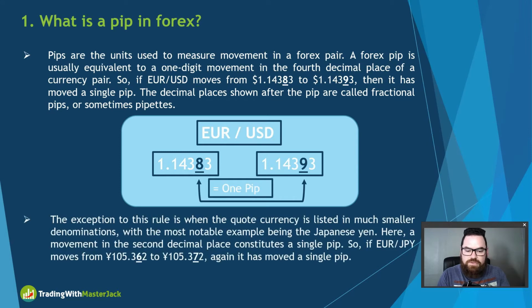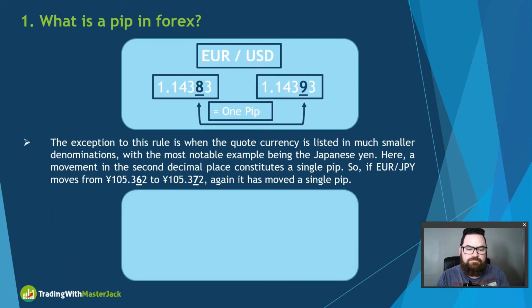The exception to this rule is when the quote currency is listed in much smaller denominations, with the most notable example being the Japanese yen. Here, movement in the second decimal place constitutes a single pip. So if the Euro Japanese yen moves from 105.362 to 105.372, again it has moved a single pip.